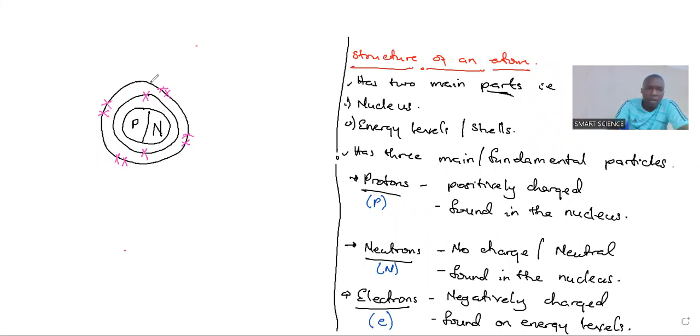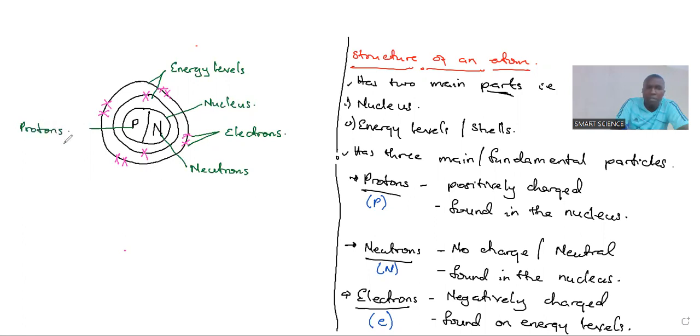So if we are to label our drawing very well, this and that are called energy levels. This and that are standing in for electrons. This is a nucleus. Within a nucleus, N is representing neutrons, and P is representing protons. So simply, that is how we can represent the structure of an atom.